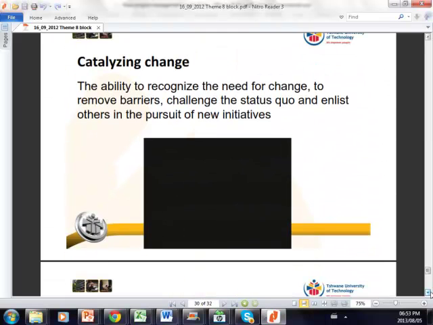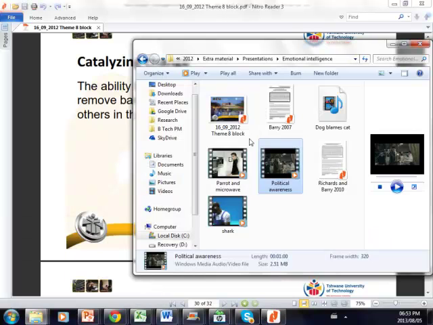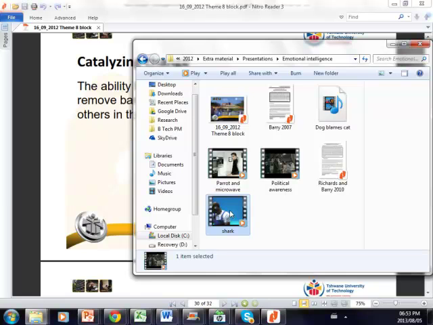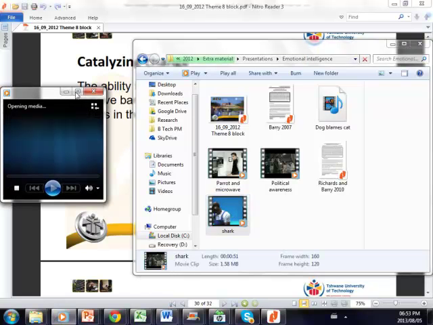Okay, then catalyzing change. The ability to recognize the need for change, to remove barriers, challenge the status quo, and enlist others in the pursuit of new initiatives. So here again is a good example of how not to change, or not to react to change.